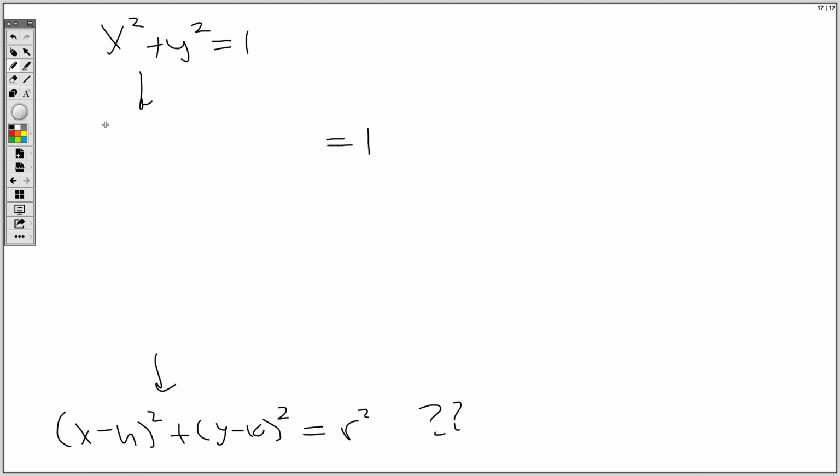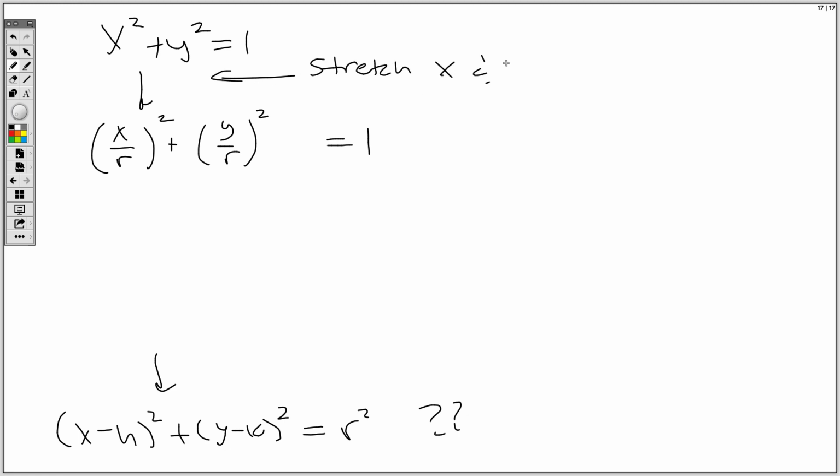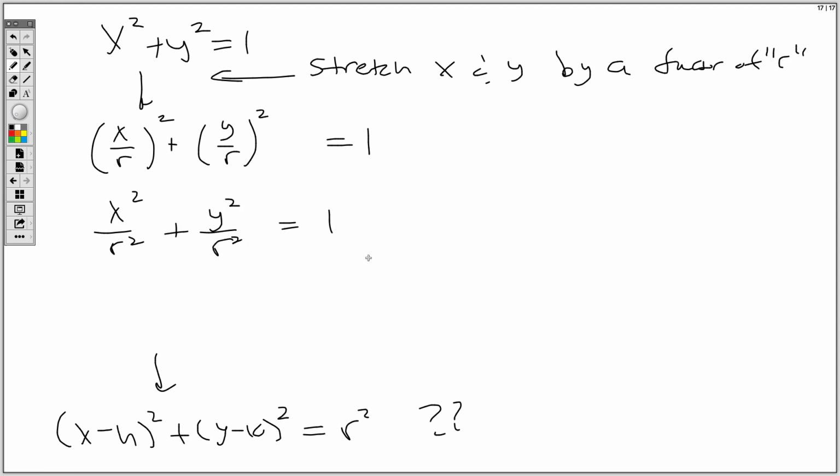So we're going to replace x with x divided by r and y with y divided by r. So this is going to stretch the x and y by a factor of r. Okay, so remember when you divide inside the parentheses, you're really multiplying the points. And so this would get us to x squared over r squared plus y squared over r squared equals 1. And now we can do the shift.